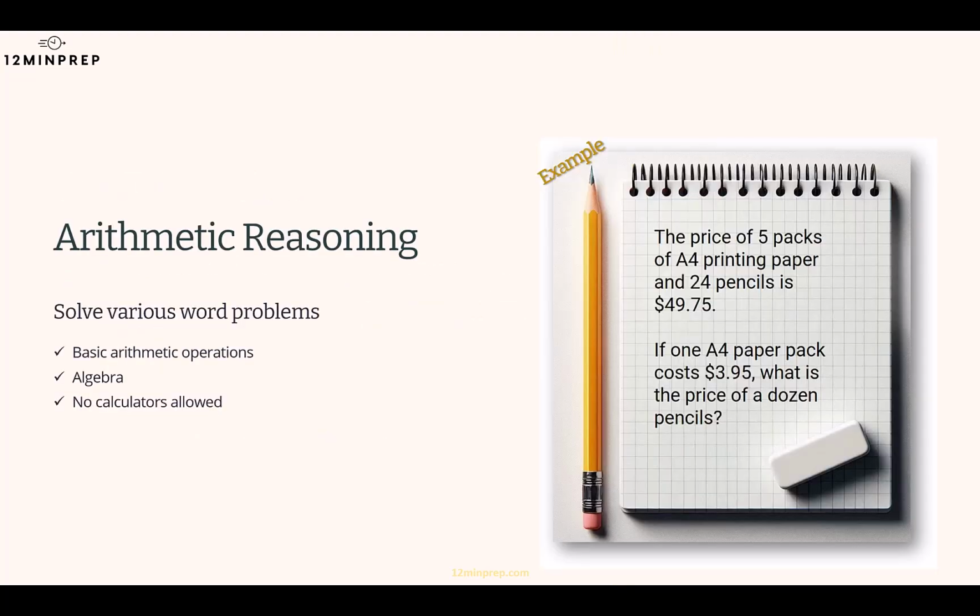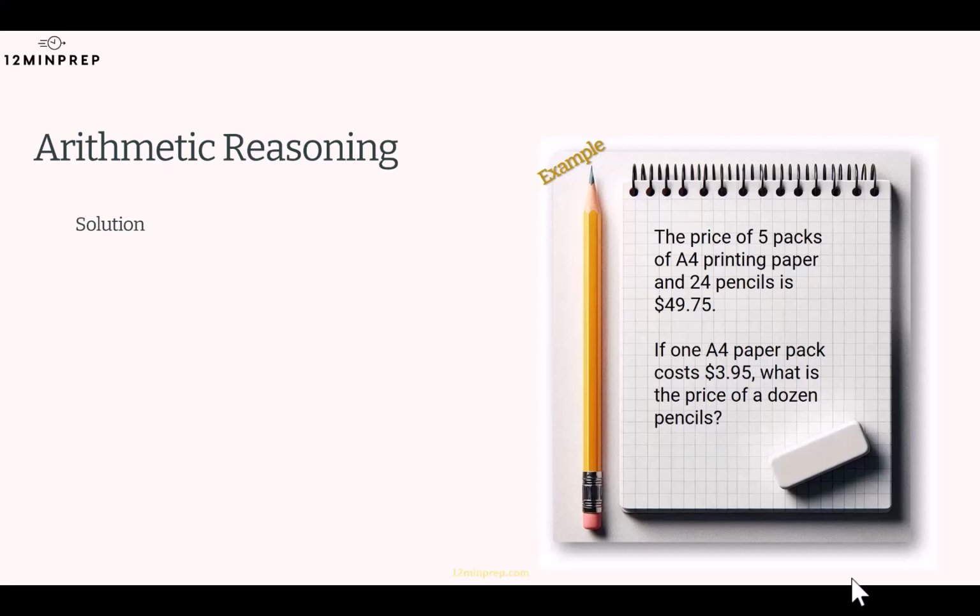The arithmetic reasoning section presents various word problems that require arithmetic and algebra skills. You cannot use a calculator in the test. Try to solve this simplified example question. The price of 5 packs of A4 printing paper and 24 pencils is $49.75. If one A4 paper pack costs $3.95, what is the price of a dozen pencils?